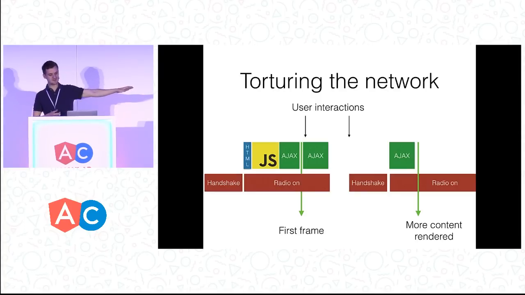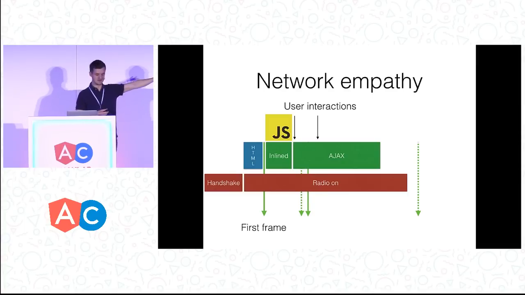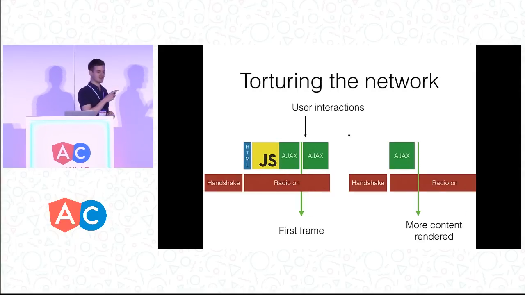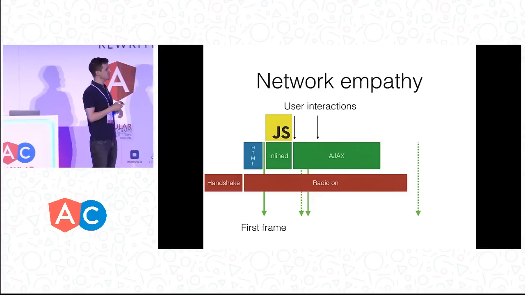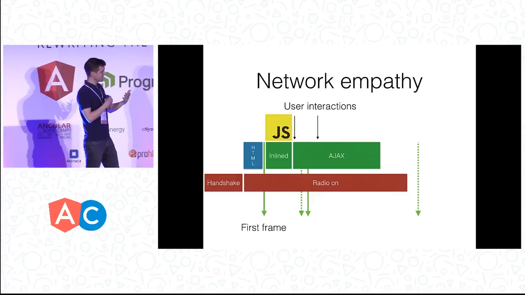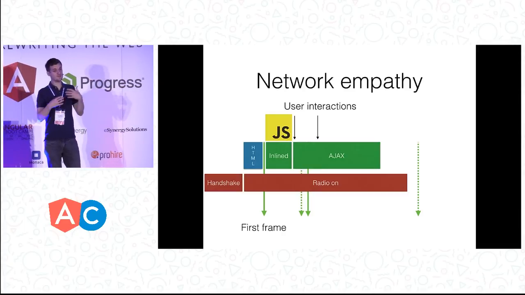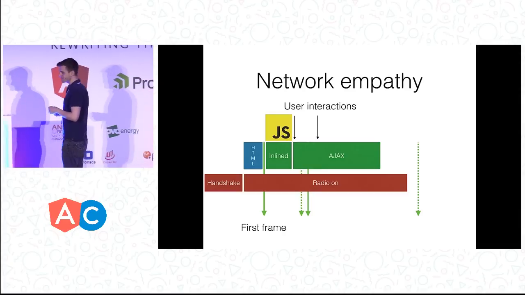If you have a look at the comparison between the first frame, which is the green arrow, and the more content rendered, they've gone into dashed lines here. You can see how much faster we're going to end up. And the other important thing is we've cut out the entire second handshake, because we've pushed down enough data in this kind of network empathetic way to handle the next interactions, which are often quite easy to predict.